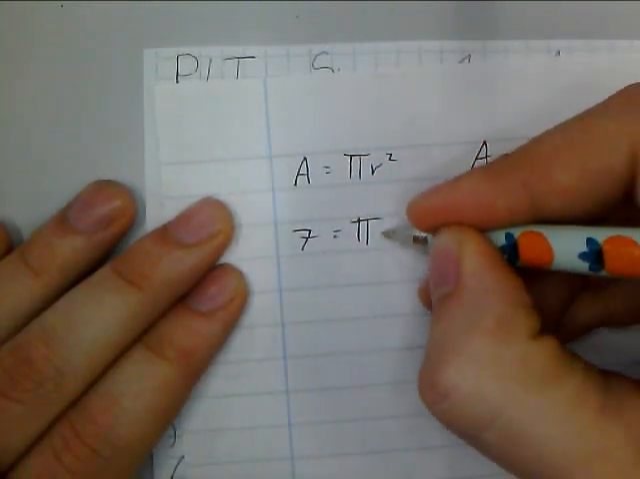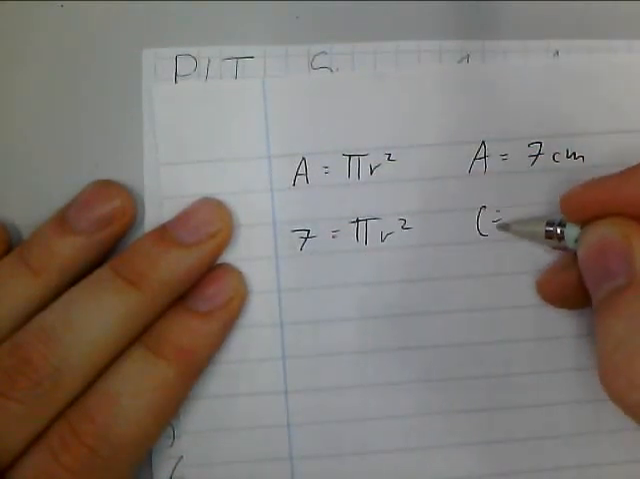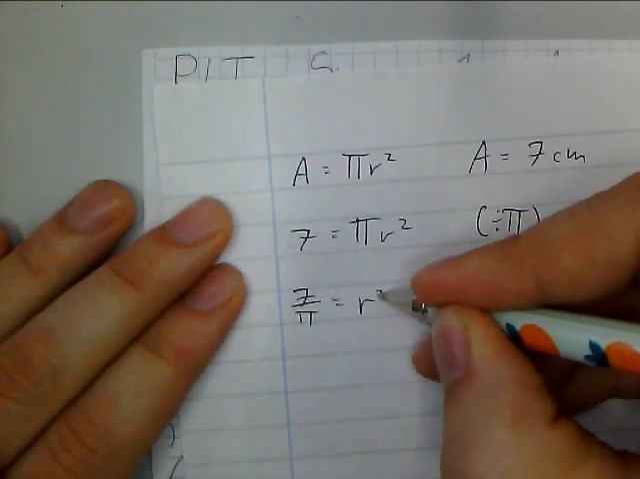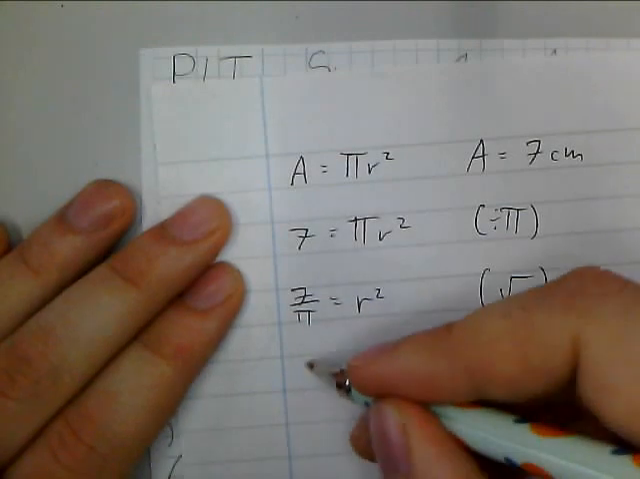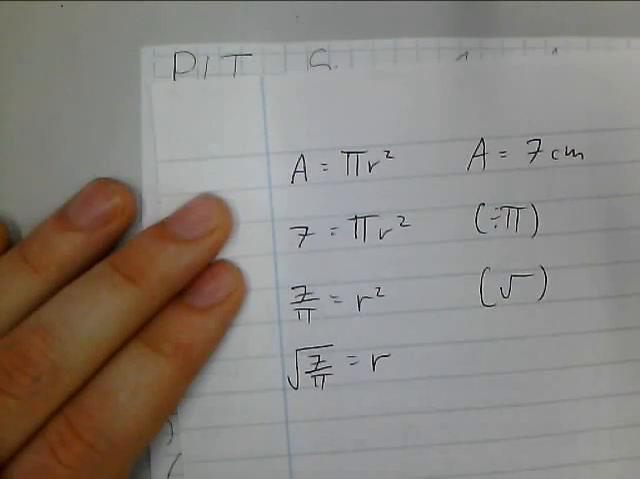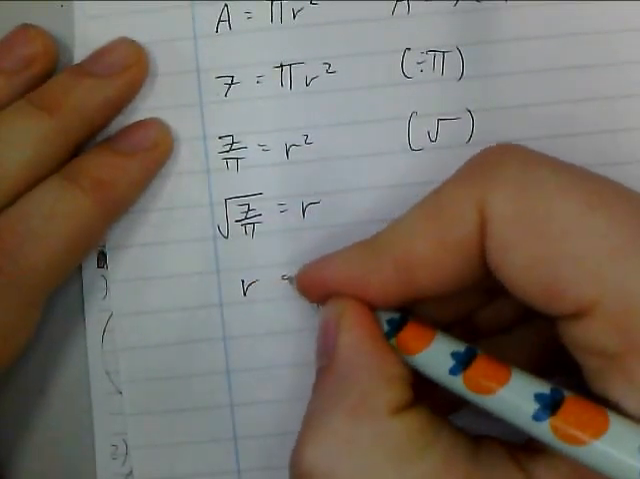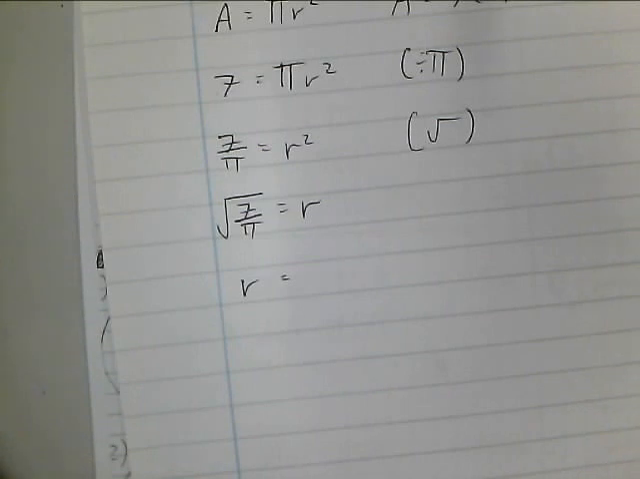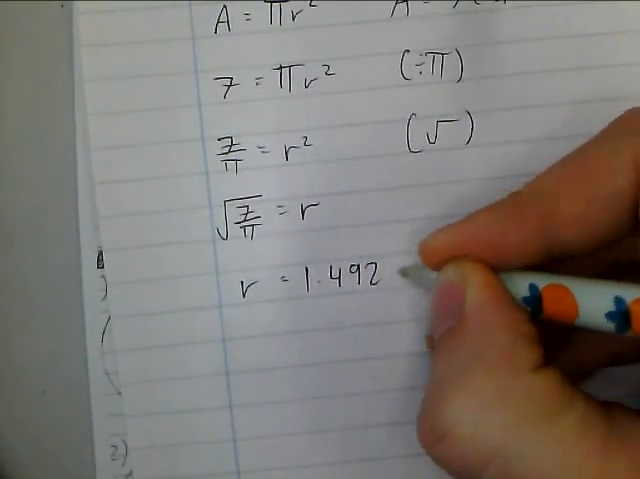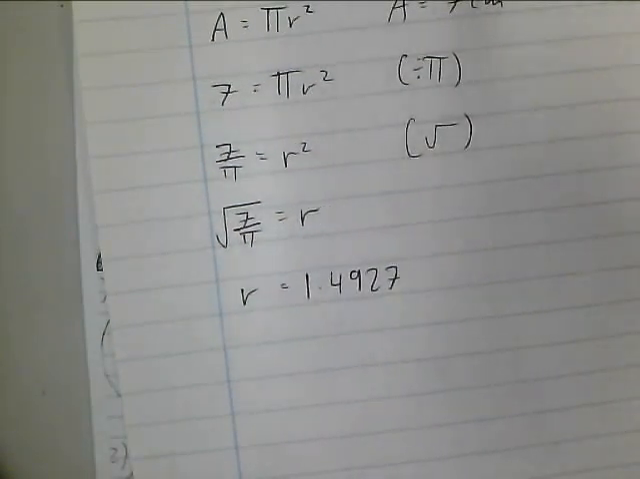So 7 equals pi r squared. So divide both sides by pi. I get 7 over pi equals r squared, and I'm going to square root both sides. So the square root of 7 over pi will equal the radius. So the radius here, putting that on the calculator, 7 divided by pi, all square rooted. Okay, so the radius is 1.4927.